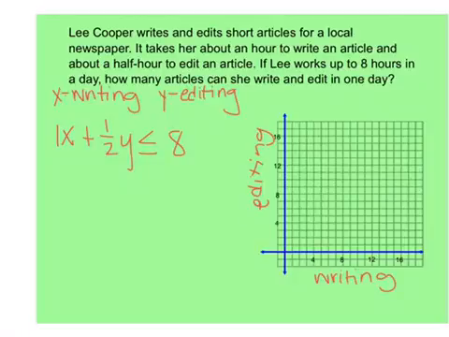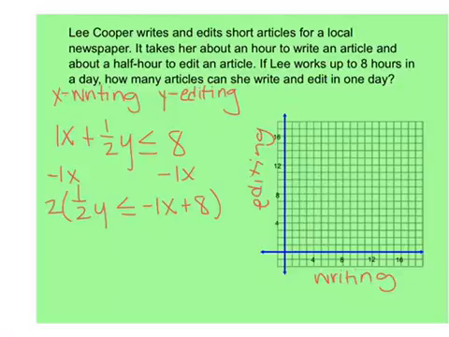So we can go ahead and solve this for Y. So subtract the 1x, subtract 1x. I get 1/2 Y has to be less than or equal to -1x plus 8. To get rid of 1/2, we can times this whole thing by 2. So I get Y is less than or equal to -2x plus 16.